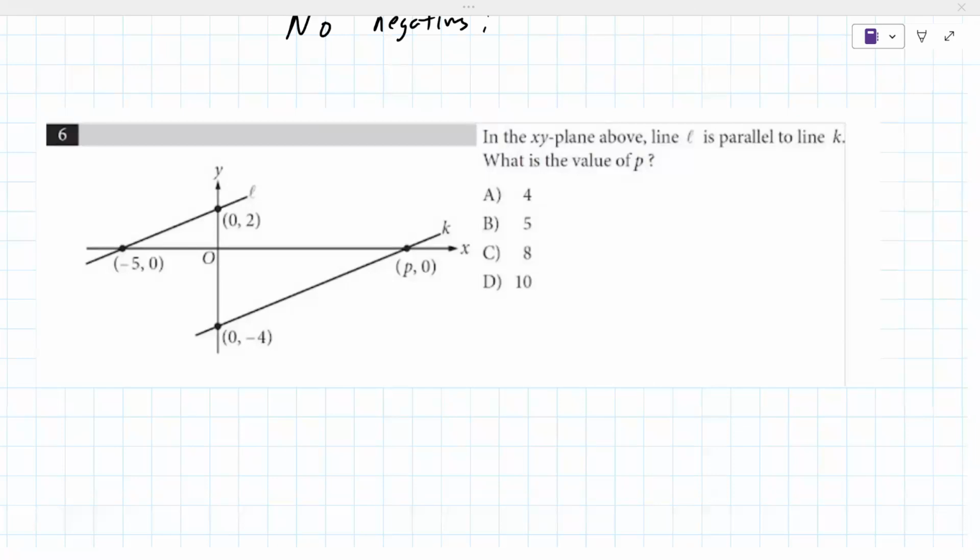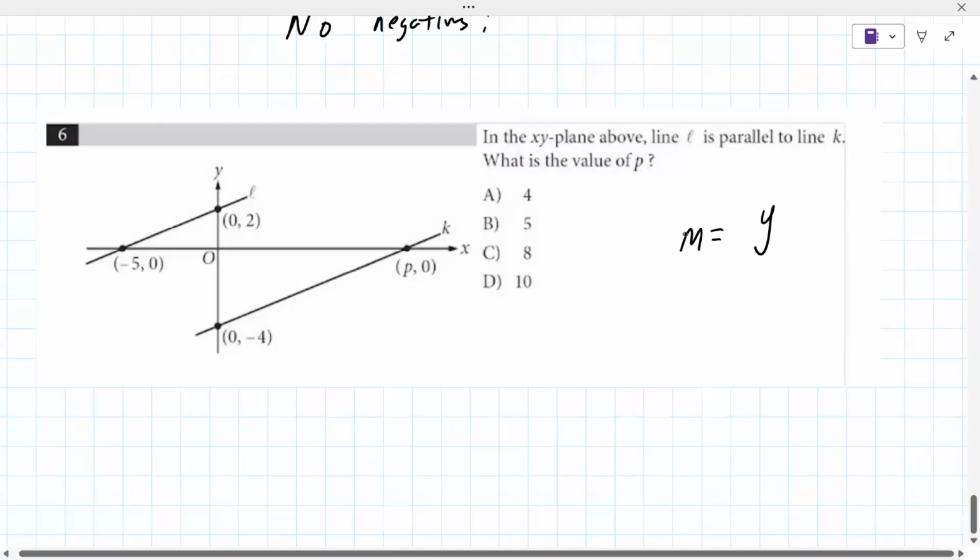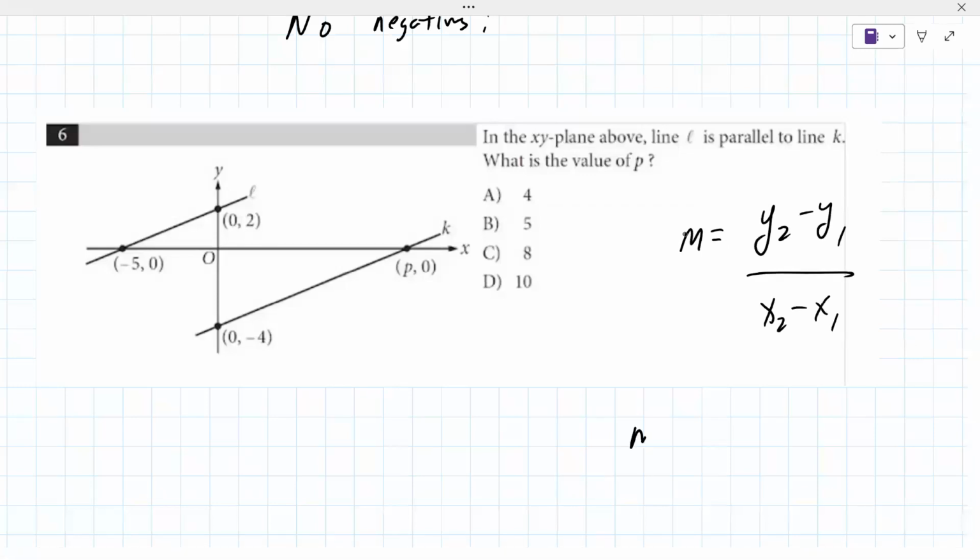For this one, do you have to plug it into y equals mx plus b? You do not. You have to remember the slope. You could use the slope formula, which is slow, but you could do that. Do you remember anything else for slope, or how slope is described? Rise over run. So when you look at the given one, what's the rise over the run?